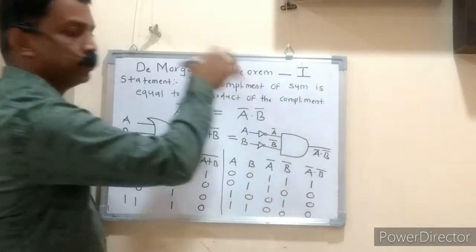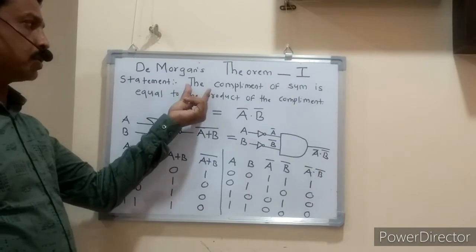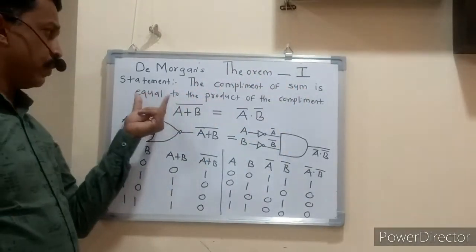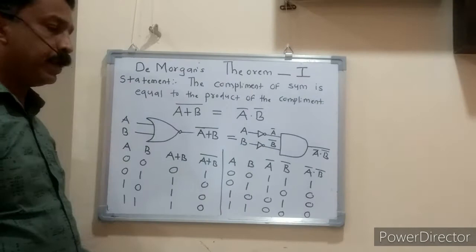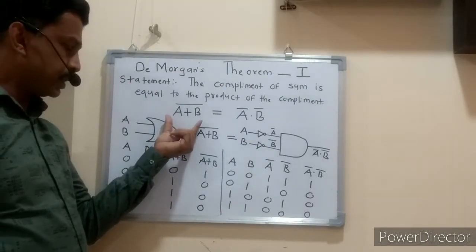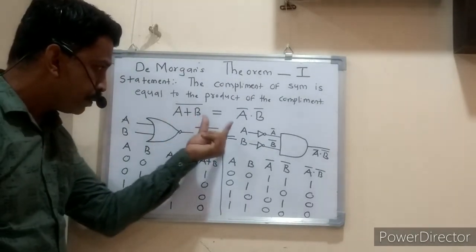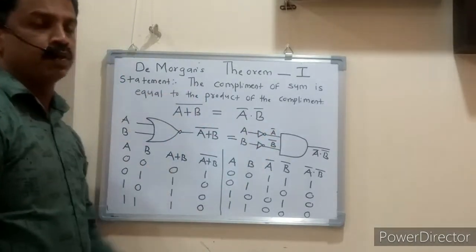This theorem is proved, and the statement is like this: the complement of sum is equal to the product of the complement, and it is given by this equation: (a plus b) complement equals a complement dot b complement.